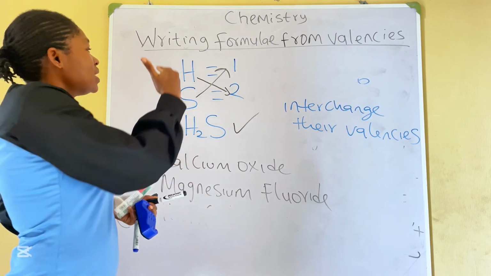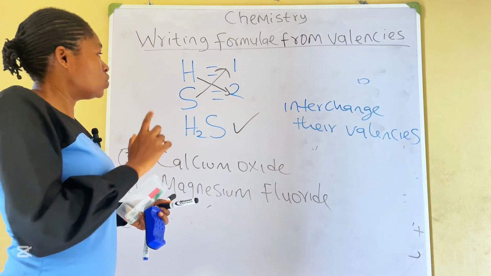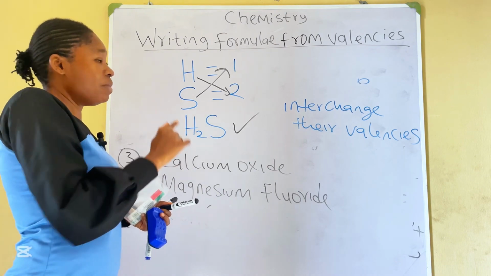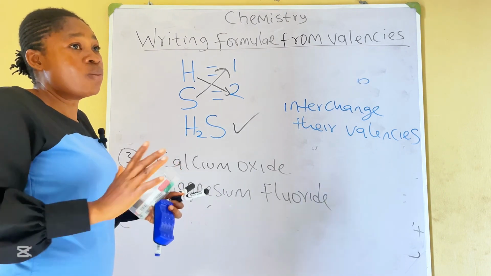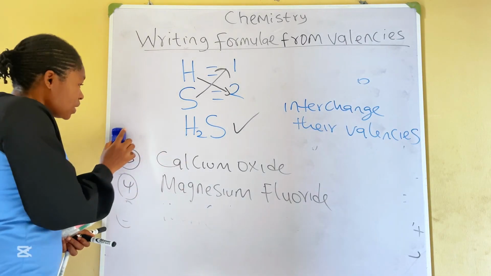So number 1, write a symbol for the element with its valency. So number 2 is what? Interchange their valency. If you fail to interchange the valencies of these elements, you get it wrong. Remember, your formula must be 100% accurate.